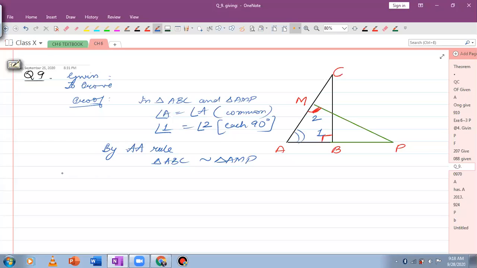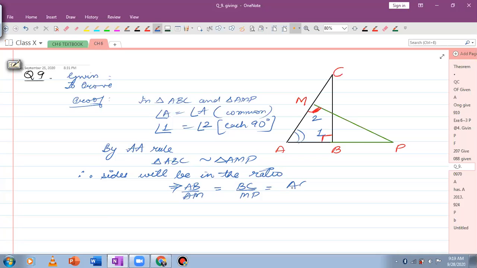This is the first part of the question. And since the triangles are similar, therefore the sides will be in the same ratio, or the sides will be in the same proportion. Which implies, now you can just write from here, pick the vertices: AB with AM, it is equal to BC by MP equals AC over AP. And then depending on what you require, you can just give your answer.